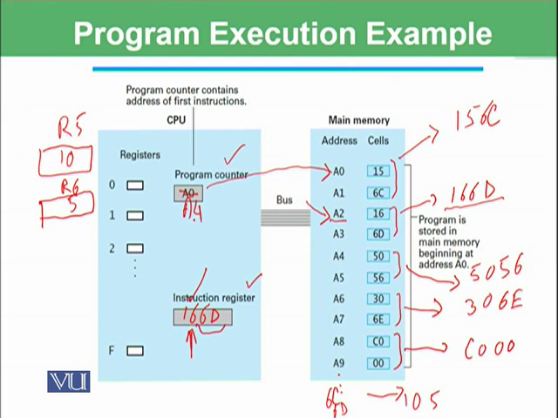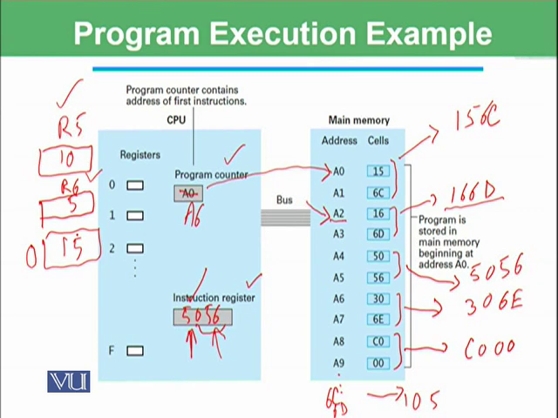Next time it will be fetching the instruction from A4, that is 5056. As soon as the instruction is fetched, the program counter increments by 2 and points to A6. 5056 means 5 says that you need to add. What to add? 5, 6. So 5 and 6 are the register numbers within the CPU. It is saying to add the content of register number 5 with the content of register number 6 and store it in another register known as 0. So 10 plus 5, 15, will be stored in register number 0 that is available in the CPU.